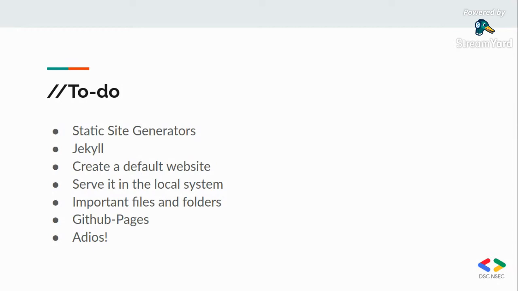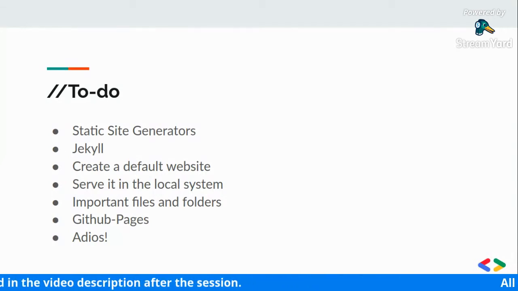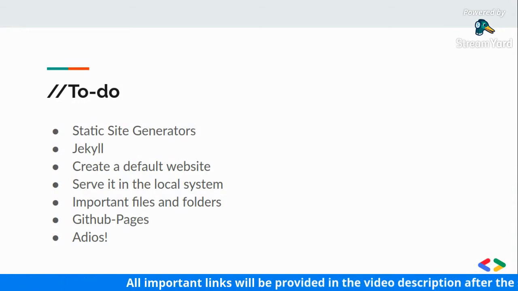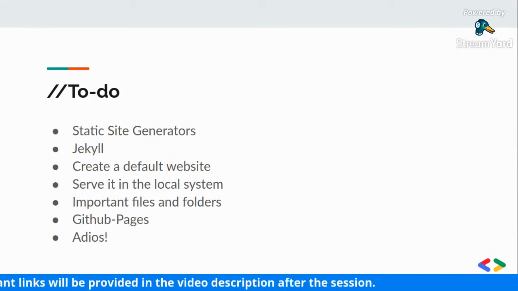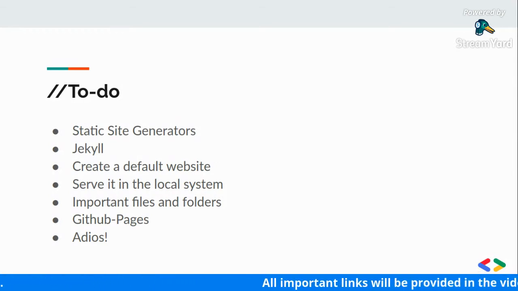To-dos of today would be static site generators, like to know what static site generators are. Jekyll is one of the static site generators that I am going to talk about today. There are millions of static site generators, but I'll be talking about Jekyll because it's very easy to learn, and the learning curve is quite static, as we would see. Creating a default website, I'll also be coding, or rather making our default website and serving it on the local system, as it's very basic to have a default website and serve it to see how the website looks and performs.